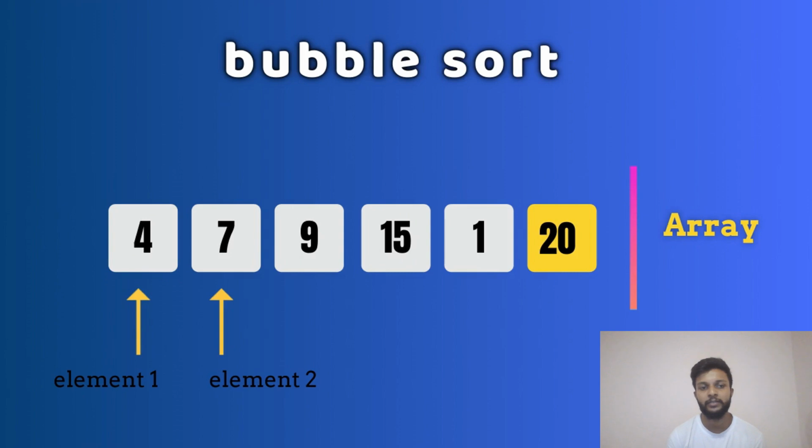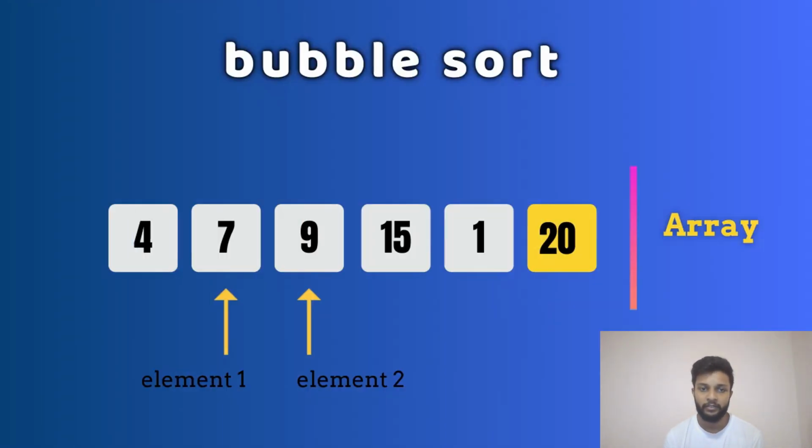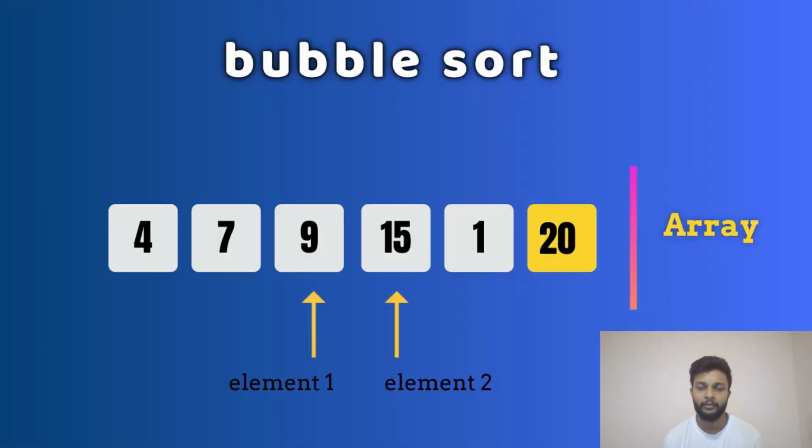At this time our first pair of elements are 4 and 7. 4 is less than 7, so we do not swap them. Then we move to our second pair of elements, 7 and 9. This time also 7 is less than 9, so we do not swap them. Then we move to the next pair of elements, 9 and 15. This time 9 is less than 15, so we do not swap them.